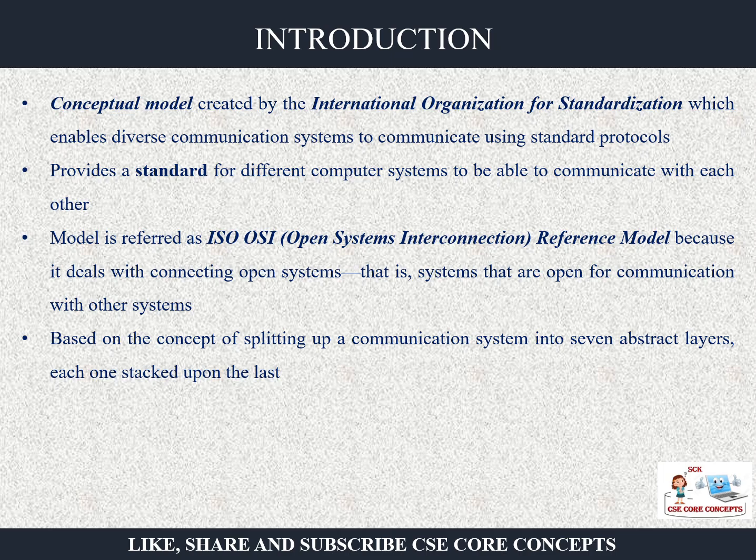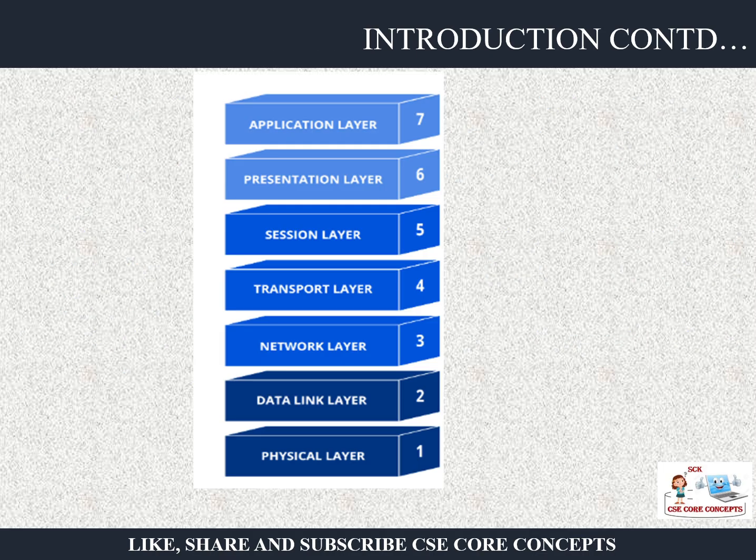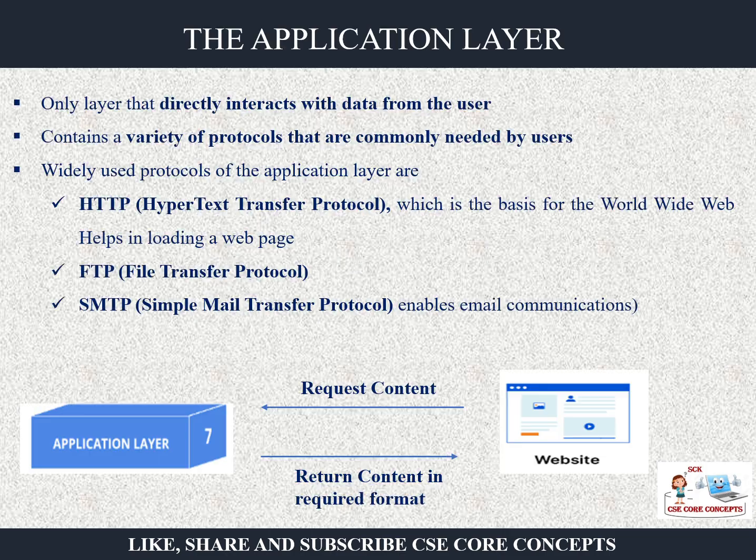So it is based on the concept of splitting a communication into 7 abstract layers. Whatever communication you are doing, we are going to break it up into 7 layers, where one is stacked onto the other. This is how your OSI model looks. You start with the physical layer, data link layer, network layer, transport, session, presentation, and application.